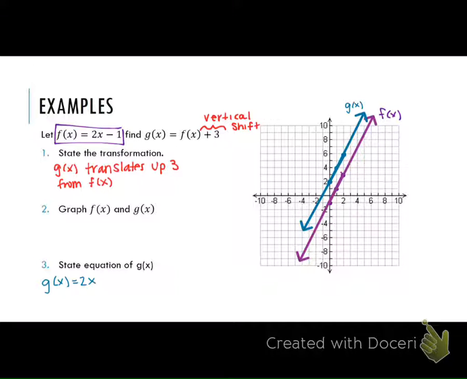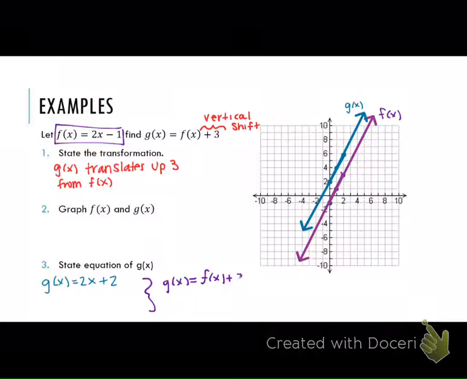2. Okay, here's how you can do that algebraically. Listen to me. We know g of x is equal to f of x plus 3. Do you guys agree with that? Is that what it says? f of x is the same as 2x minus 1. Minus 1 plus 3 is 2. Is that what we got here?